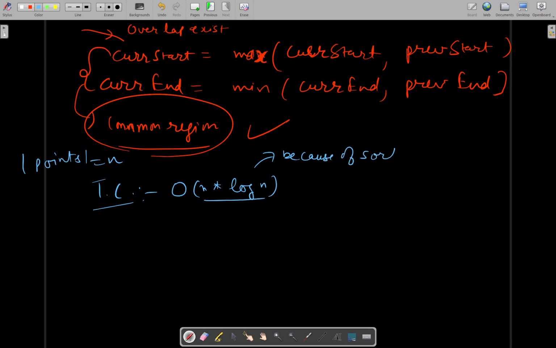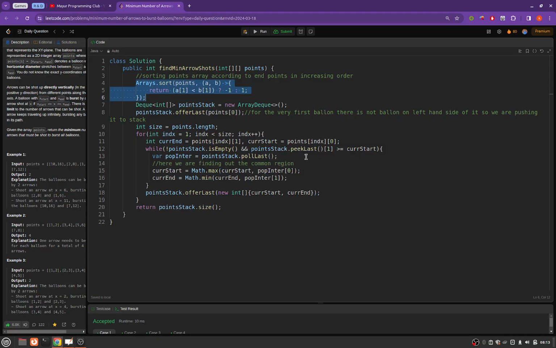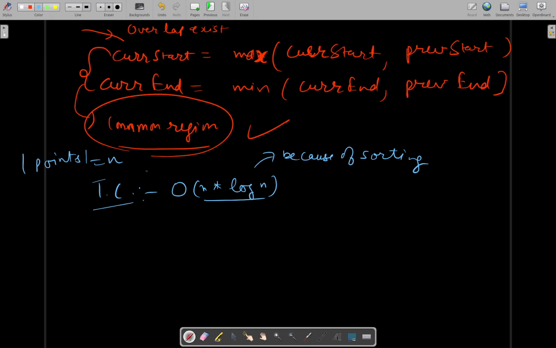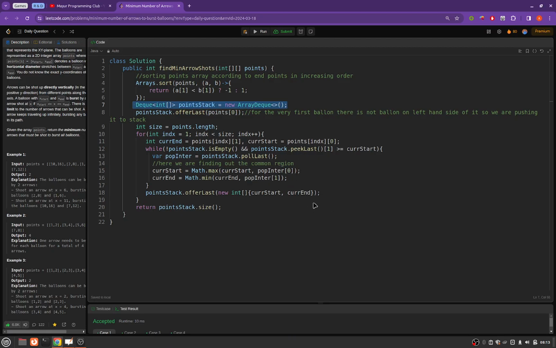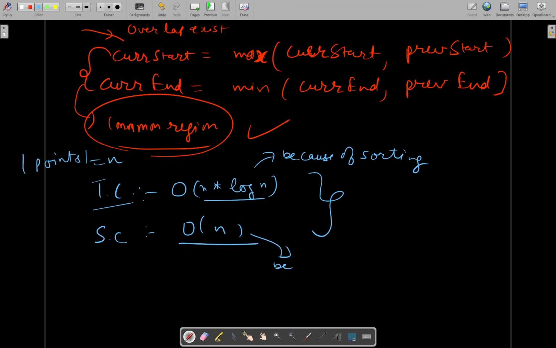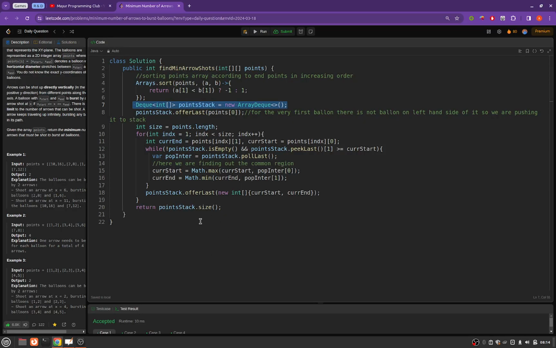And for space complexity, as you can see, at max it will be of order n, since we are using this stack to store the points. Space complexity wise it will be order of n, because of the use of the stack. So these will be the complexities.